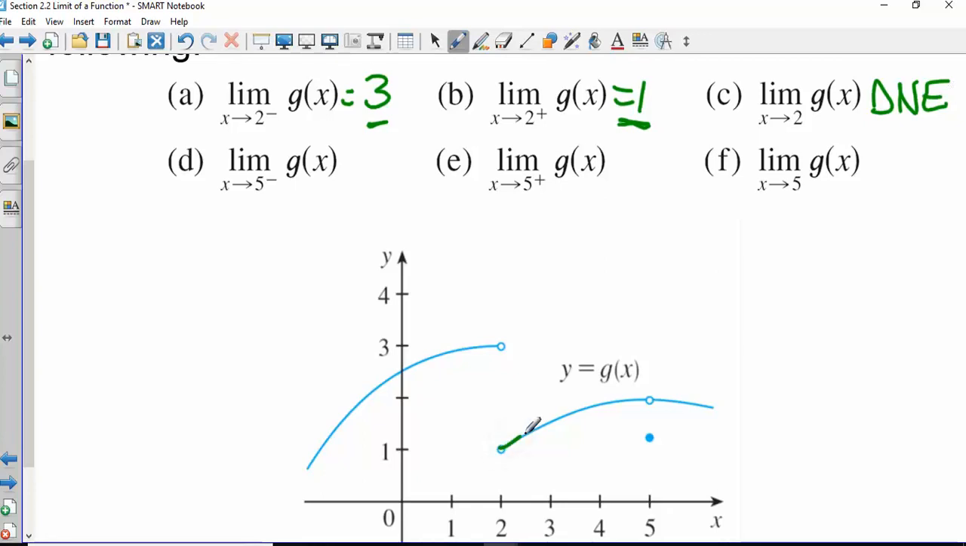So the limit as we approach 5 from the left. I'm coming in smaller than 5. What y value are we getting close to? What about as we approach 5 from the right? 2. So what's the two-sided limit at 5? 2. Because those match, we've got a two-sided limit.